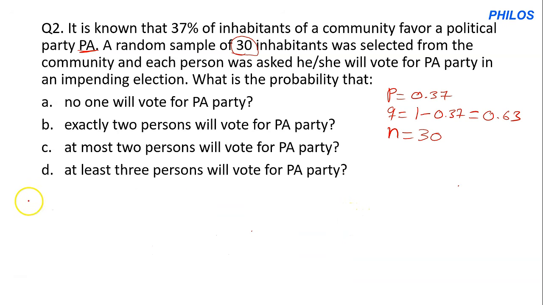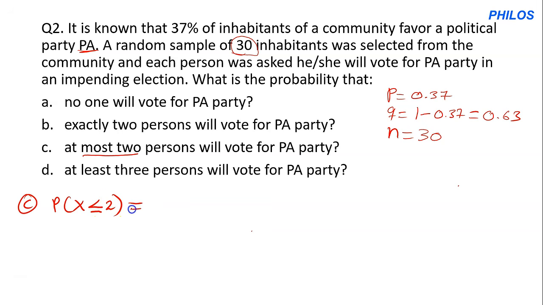Now question C says you should find the probability that at most 2 persons will vote for party A. Now when we say at most, it means that the maximum should be that value. So at most 2 means the maximum should be 2. It shouldn't be more than 2. So at most 2 means that x is less than or equal to 2. It should either be less than 2 or equal to 2, but not more than 2. That's the meaning of at most 2.